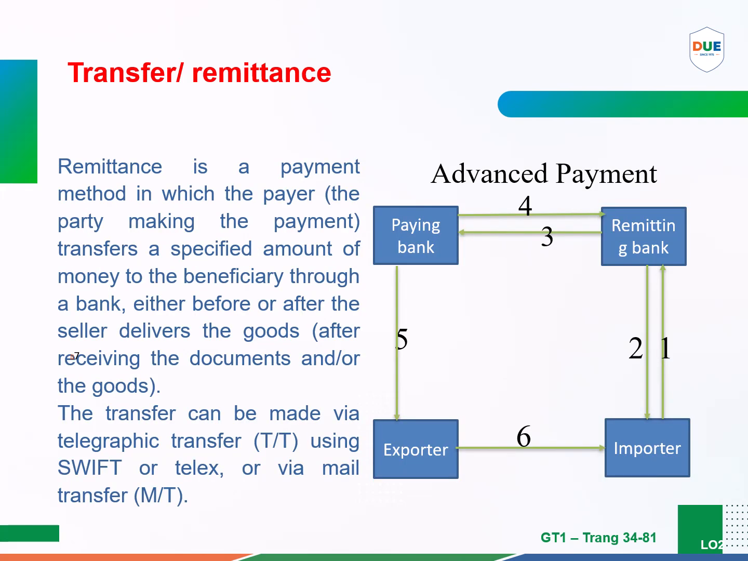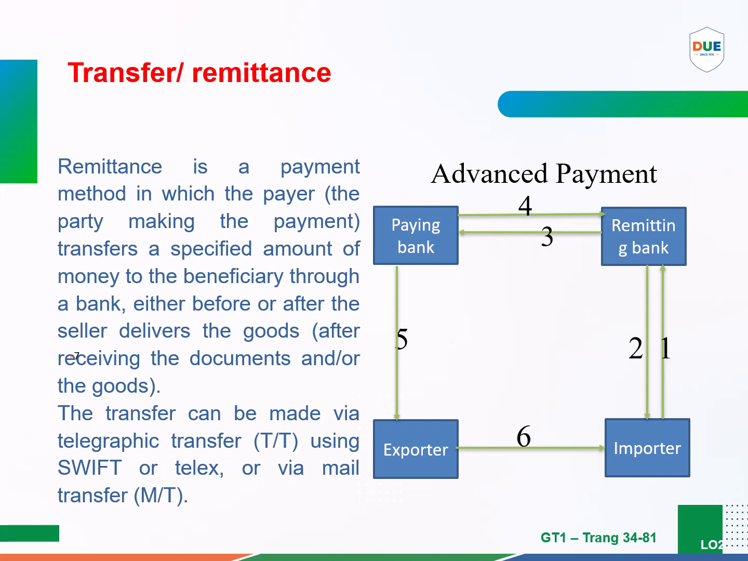Remittance is a payment method in which the payer requests the bank to transfer a specified amount of money to the seller, the beneficiary, through the banking system. The transfer can take place either before or after the seller delivers the goods, depending on the agreement in the contract. In this method, the bank acts only as an intermediary to transfer the funds and does not guarantee or ensure the delivery of goods or payment. The responsibility and risk primarily depend on the level of trust between the buyer and the seller.